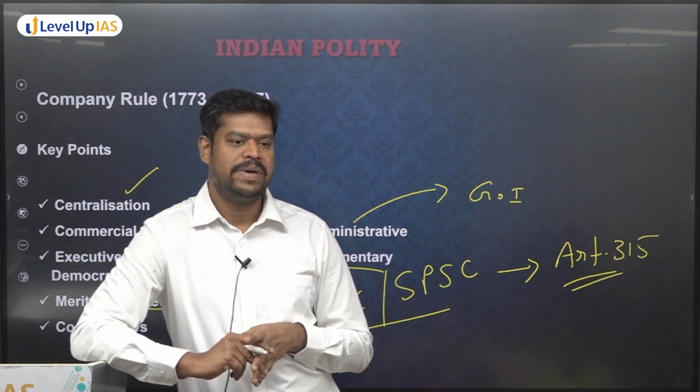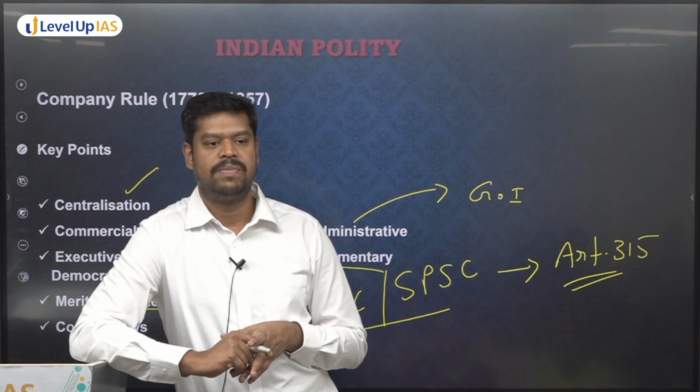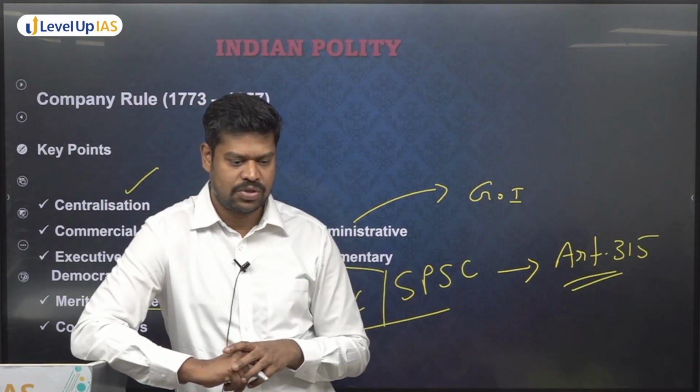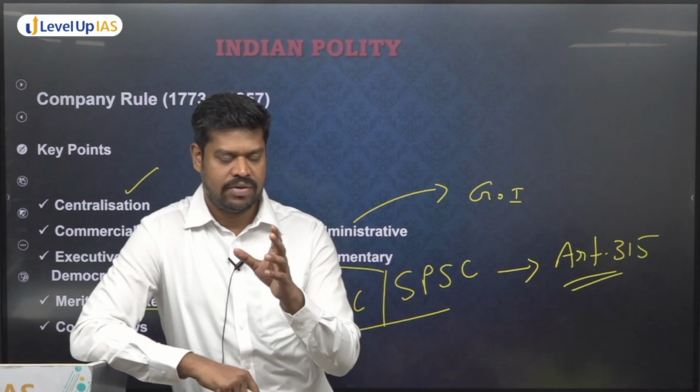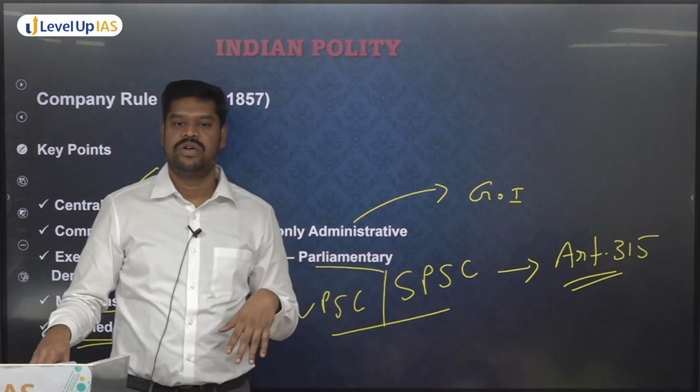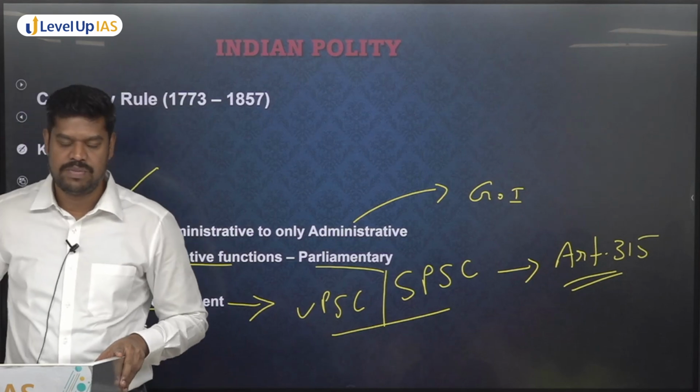Board of Control, basically they are the representatives of the British government and also senior officials in the British government. So they were the Board of Control. Okay, so that was with the aim of bringing in more efficiency into the system of administration.